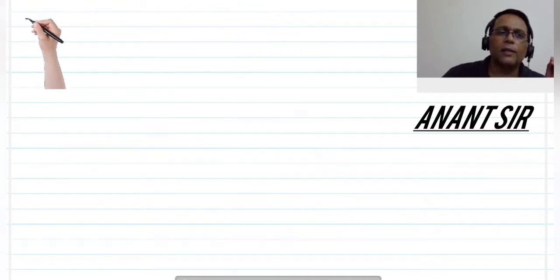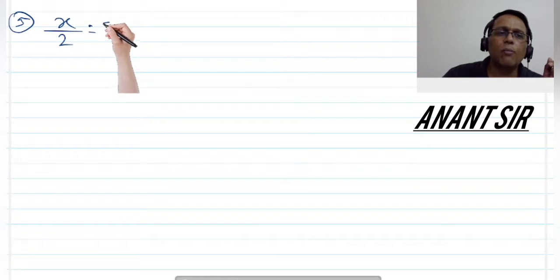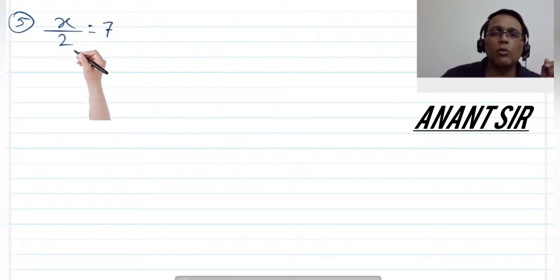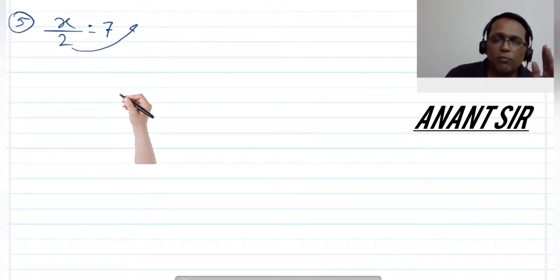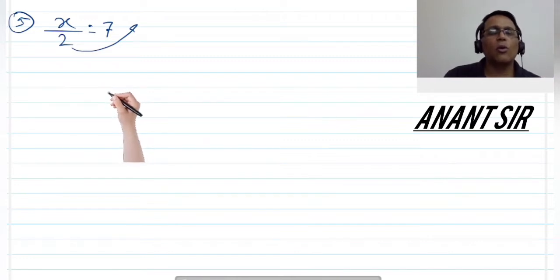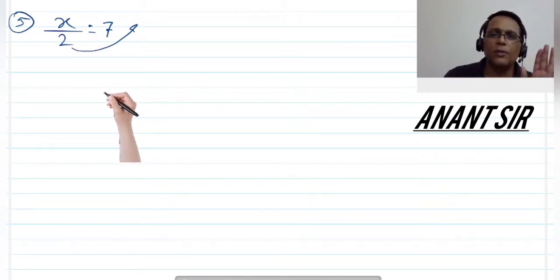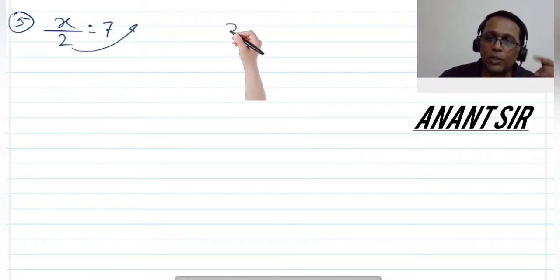Okay, now we move on to the next question. If it is x upon 2 is equal to 7, now how to solve it? If it is divide, then the procedure is the same. Okay, the funda is the same. You take the variables on one side and the constants on the other side. That is it. So if you take this 2 to the other side, look, just remember the last question.